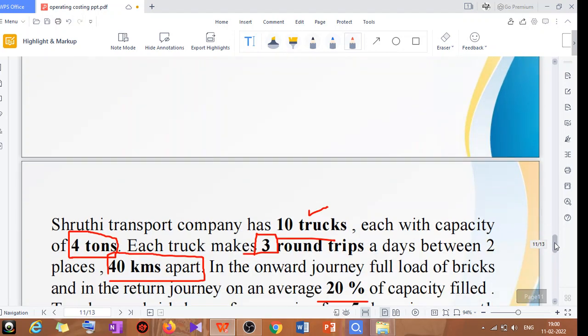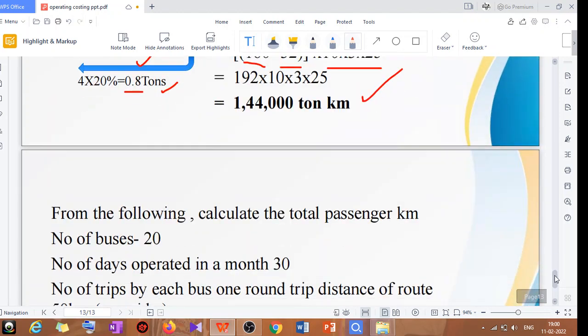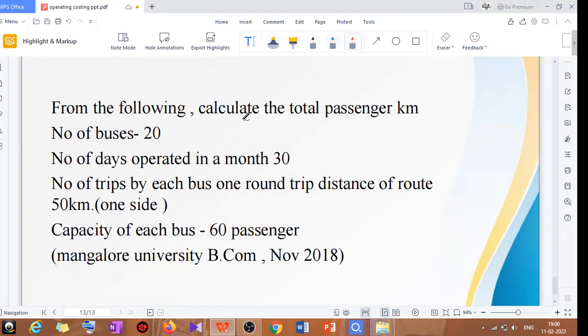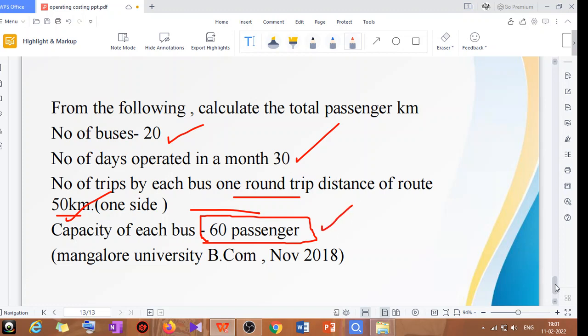Simple it is. Now I'll give you the question. You just see this. From the following, calculate the total passenger kilometer. Number of buses 20. Number of days operated in a month is 30. Number of trips by each bus, 1 round trip. Distance of route is 50 kilometers, that is one side. Capacity of each bus is 60 passengers. Here they have given 60 passengers but did not give the returning figure, so you have to take 60 passengers. Okay, so solve this question.